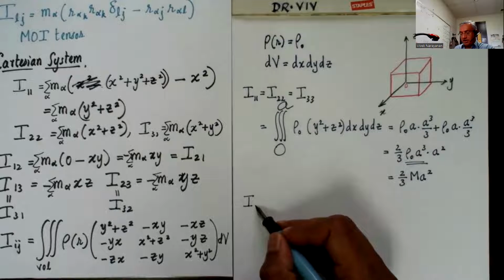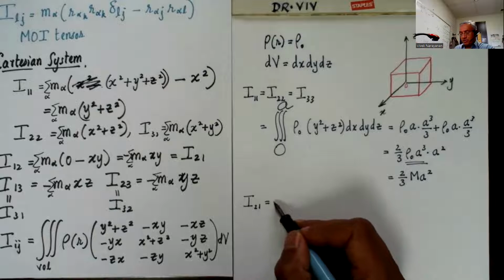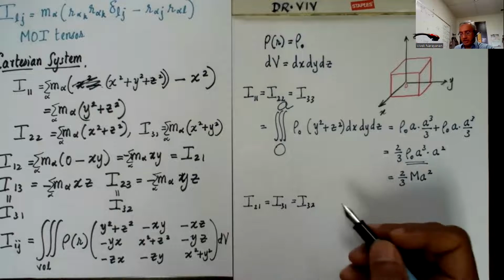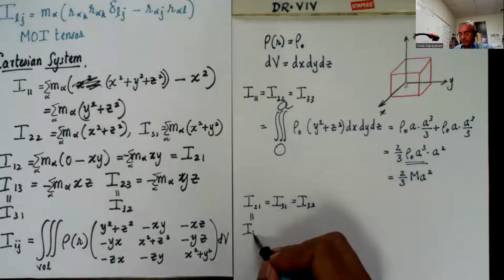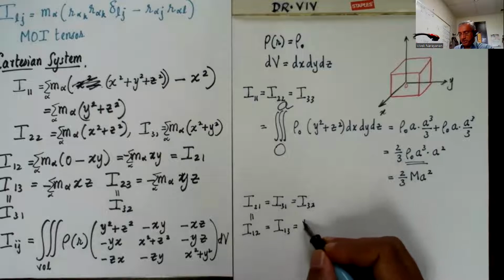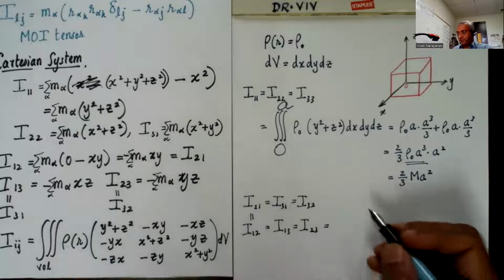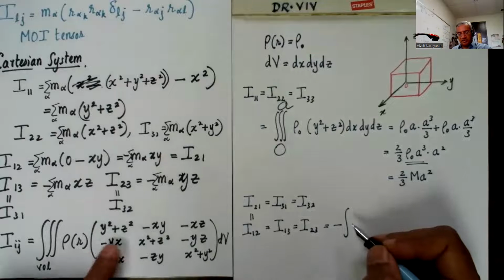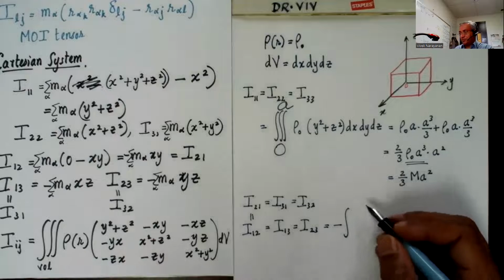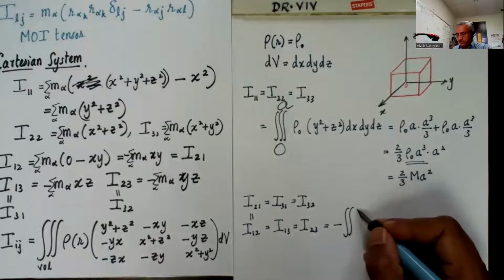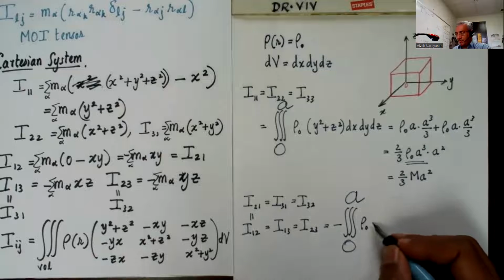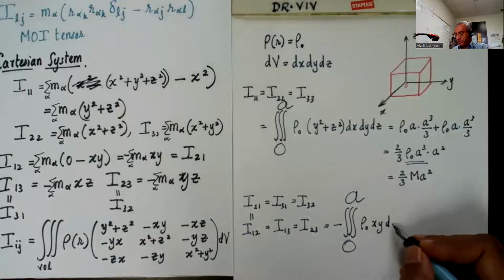By symmetry again, I21 will be equal to I31, will be equal to I32, and these are equal also to I12, I13, and I23. So there's only one calculation we need to do, and that's going to be negative because of the negative sign there. I'll just pick the xy term. So that's going to be another big 0 and another big A, rho naught xy dx dy dz.